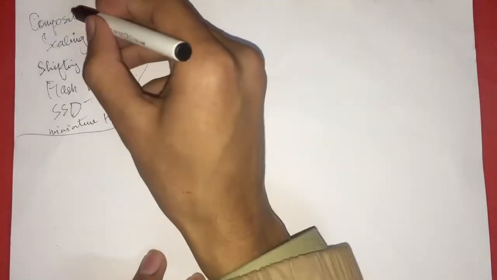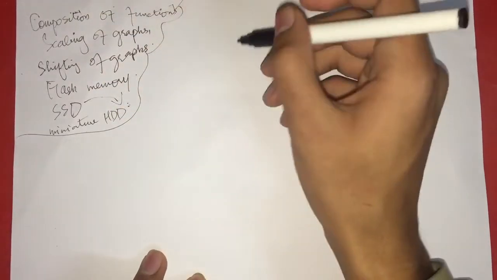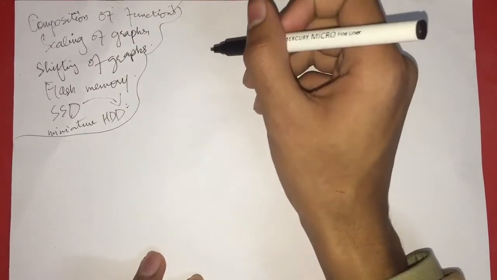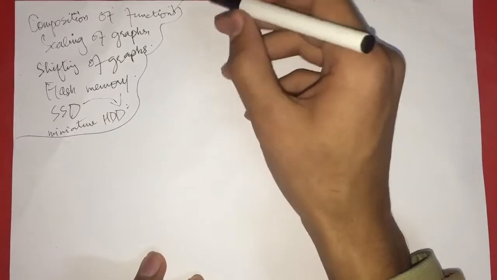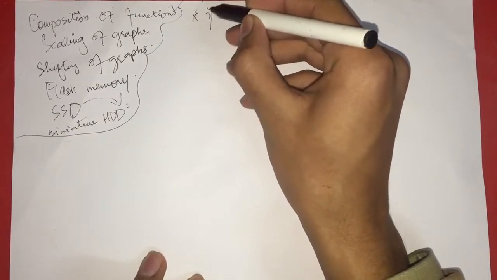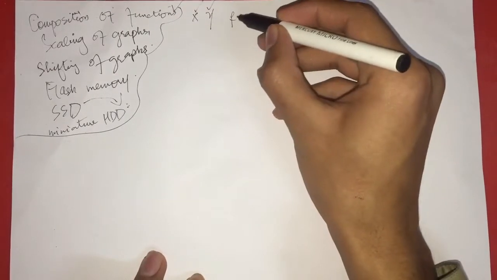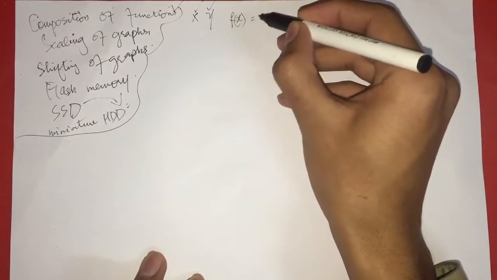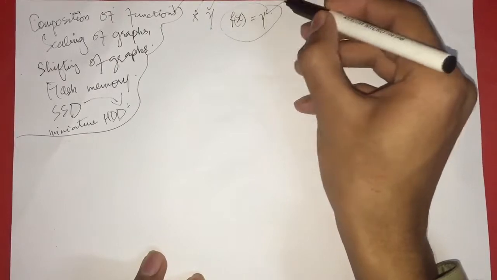So first, let's discuss what are composite functions, a term we use in calculus. So basically, as I explained in earlier videos, what is a function? A function is composed of two variables, x and y. X is an independent variable and y is a dependent variable. So f of x equals y. So this right here is a function. Now, what is a composition of a function?